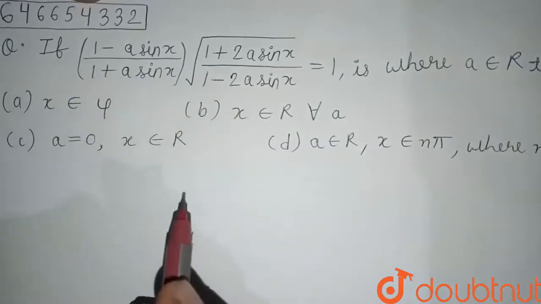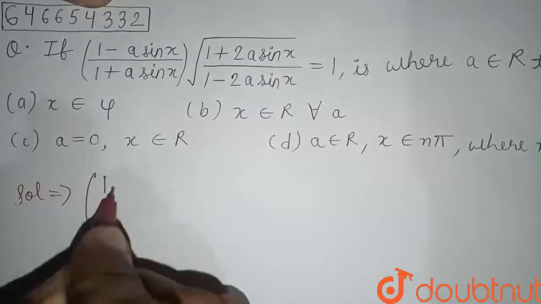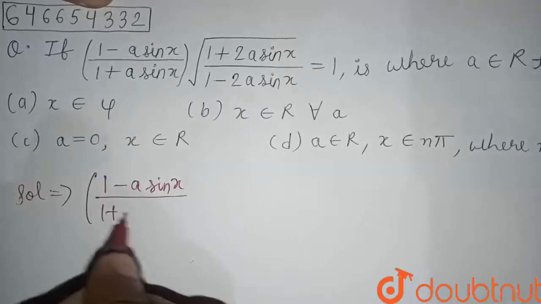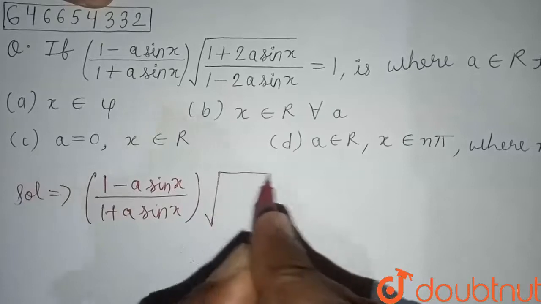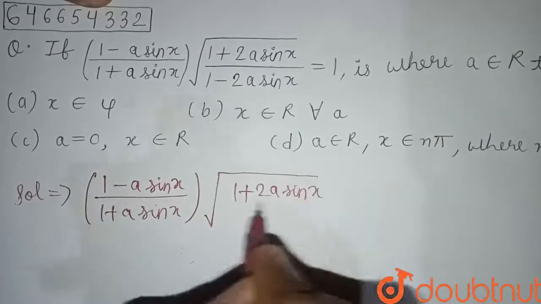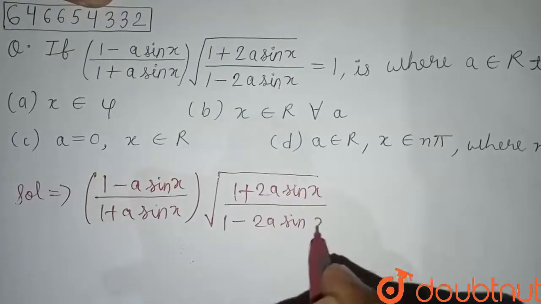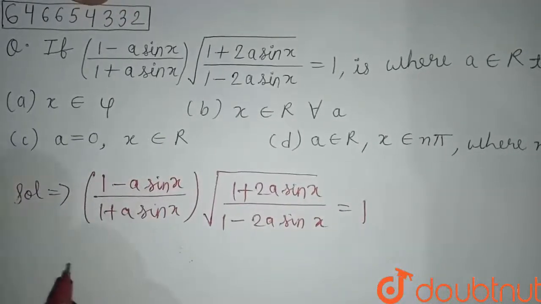Firstly, in this question it is given that (1 minus a sin x divided by 1 plus a sin x) multiplied by the square root of (1 plus 2a sin x divided by 1 minus 2a sin x) is equal to 1. So this is the given equation. Now we have to solve this.